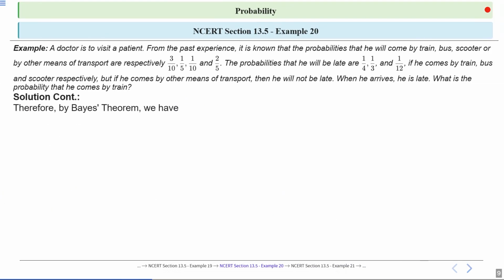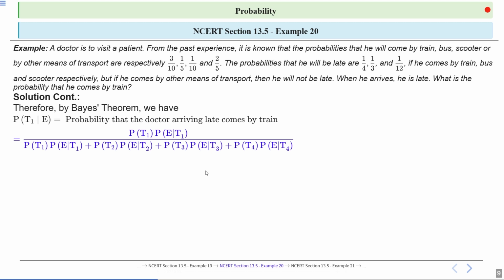Therefore, by Bayes' theorem, we have probability of T1 given that E, which is the probability that the doctor arriving late comes by train, equals probability of T1 times probability of E given that T1, divided by probability of T1 times probability of E given that T1 plus probability of T2 times probability of E given that T2 plus probability of T3 times probability of E given that T3 plus probability of T4 times probability of E given that T4.